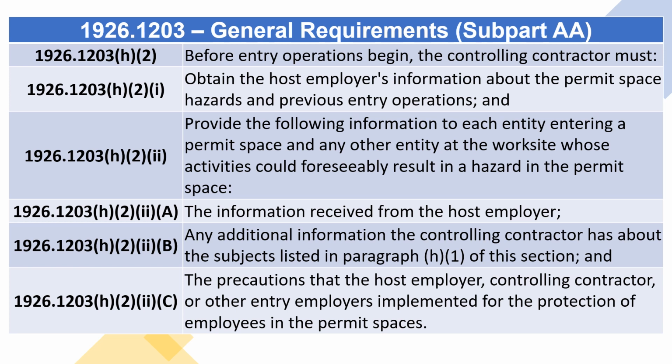1926.1203(h)(2)(ii)(A) through (C). The information received from the host employer. Any additional information the controlling contractor has about the subjects listed in paragraph (h)(1) of this section, and the precautions that the host employer, controlling contractor, or other entry employers implemented for the protection of employees in the permit spaces.